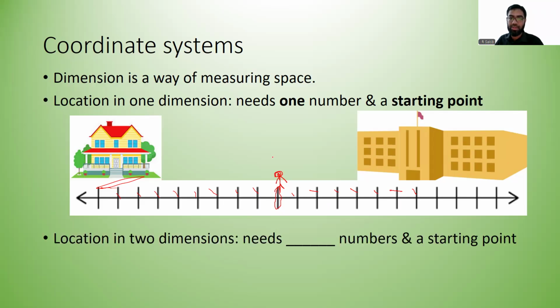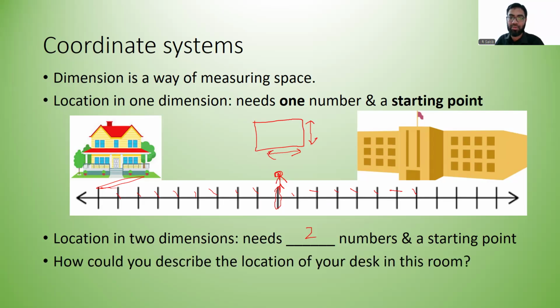Now, in two dimensions, we have to have a plane. For example, in 2 dimensions, we will need 2 numbers because we will move to the left and the right and up and down as well. So we need 2 numbers and a starting point. Is this clear to all? Everyone, any questions? All right, then let's move on to the next topic.